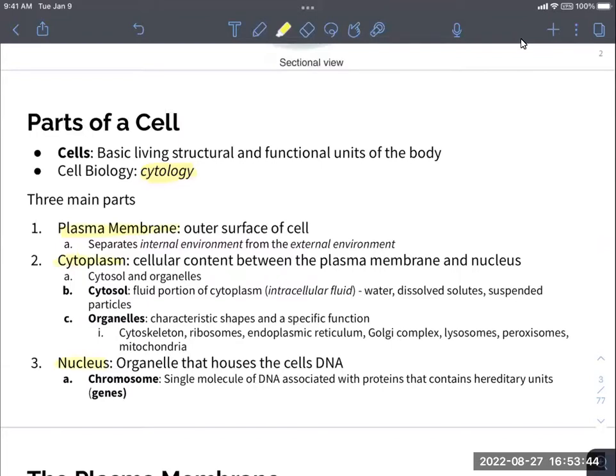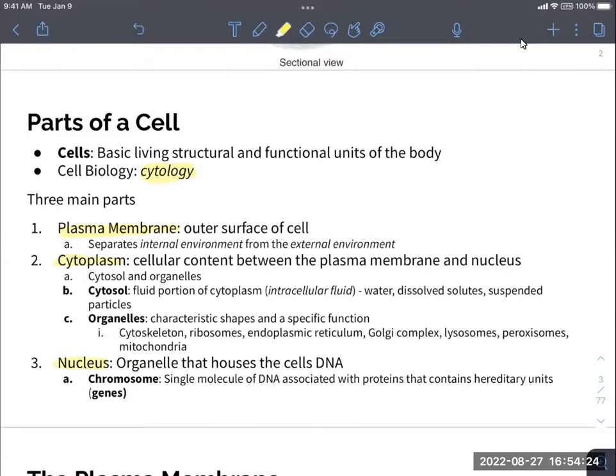That plasma membrane is the outer surface of the cell. Our cytoplasm is what makes up the inside of the cell. So there's a cytosol, some fluid, liquid in there. There are different organelles that all have different functions, and different cells have different amounts of those organelles depending on where they're located in the body. Some of those organelles are a cytoskeleton. We have ribosomes, endoplasmic reticulum, a Golgi complex, lysosomes, peroxisomes, and mitochondria.